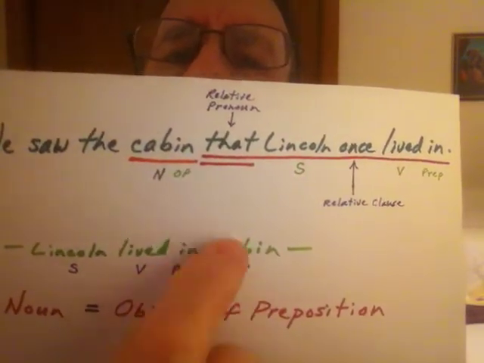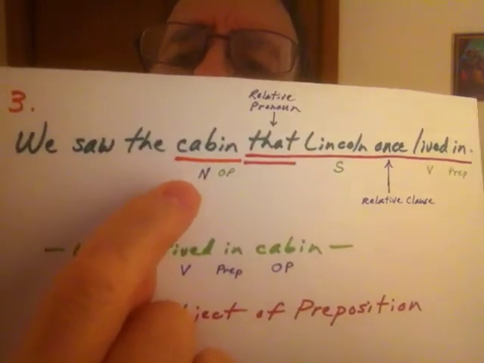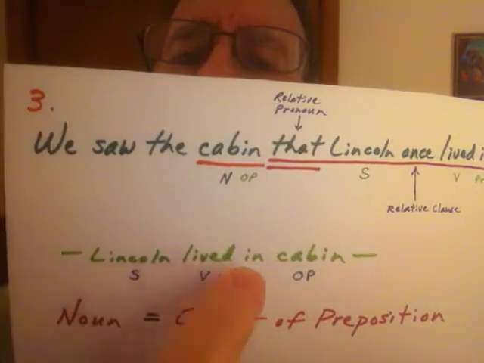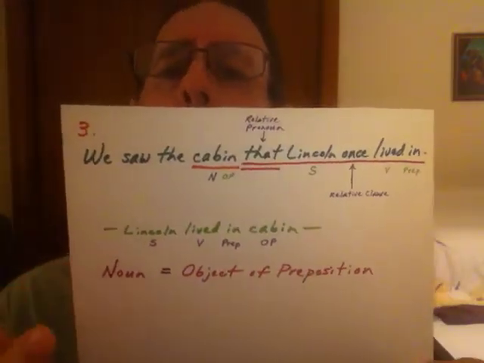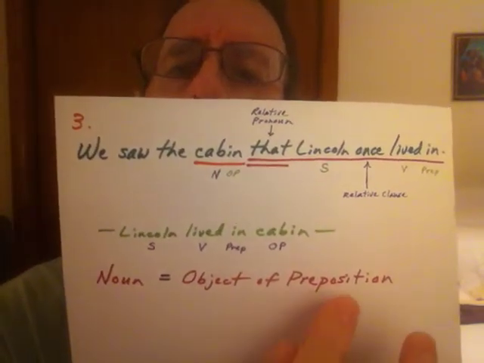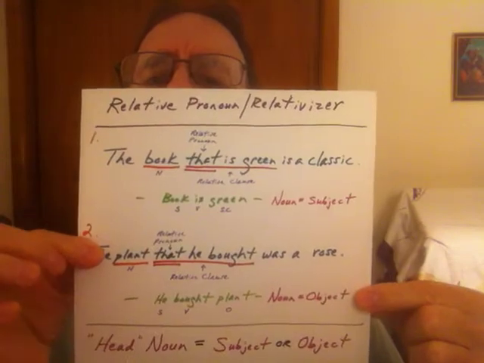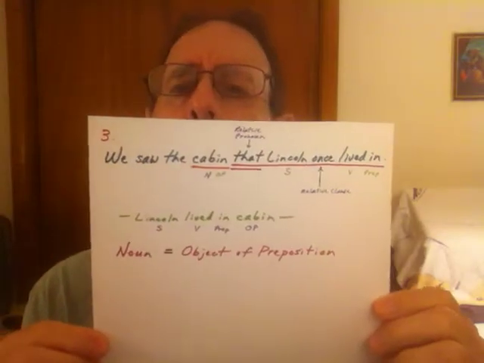In is your preposition, but your object of the preposition is way back over here, functioning as a head noun. So you see Lincoln lived in cabin. So the third function of this noun would be object of the preposition. All right? So you see the head noun could be a subject, and an object, a direct object you might call it, or the object of a preposition. All right, now that's how relative pronouns are ordinarily used.